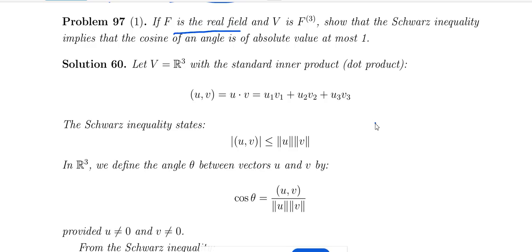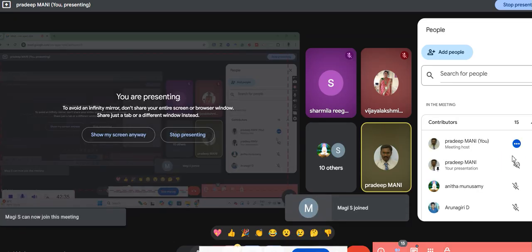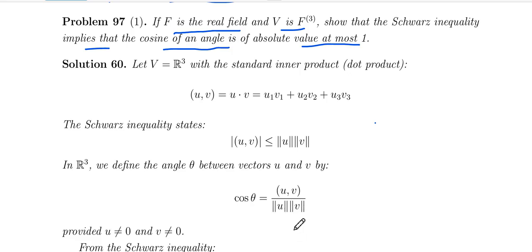And F is the real field, and V is F power 3. Then Schwarz's inequality implies that the cosine of an angle is of absolute value at most 1. So here they have given that F is the real field, and V is a vector space, V is F power 3. Actually, what is the result? Schwarz's inequality implies the cosine of angle is of absolute value at most 1.